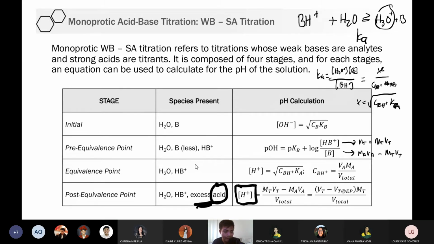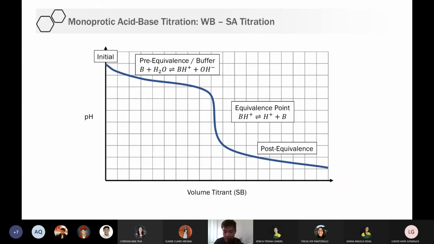Kasi again, ang daming equations. So, ang daming equations. So, good luck. Now, let's answer. Bago tayo mag-answer, okay? So, this is the titration curve.